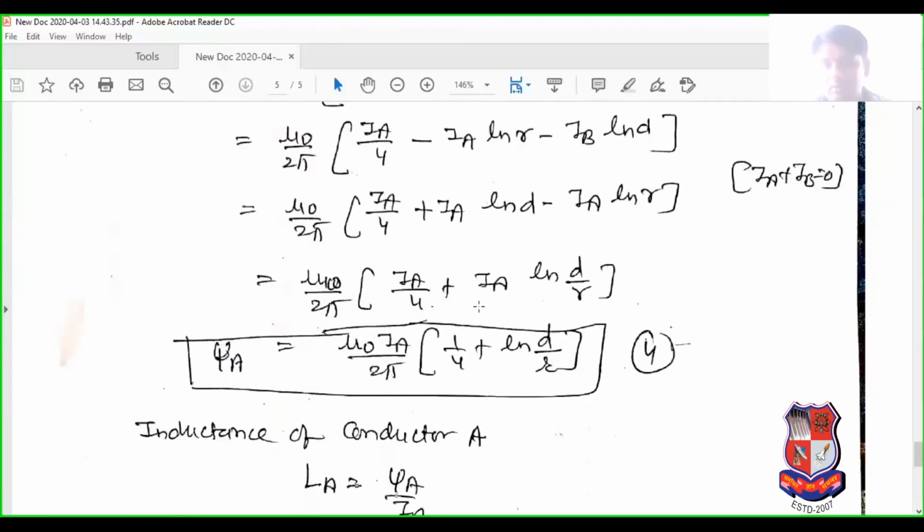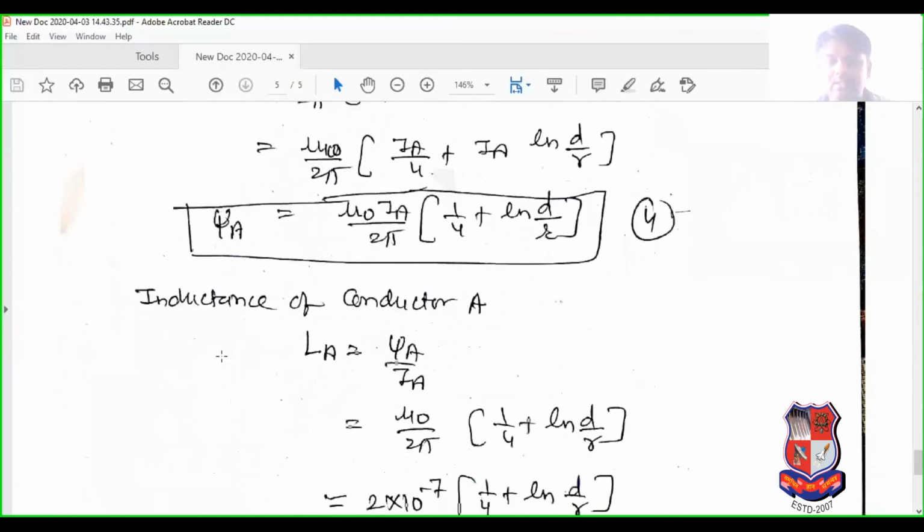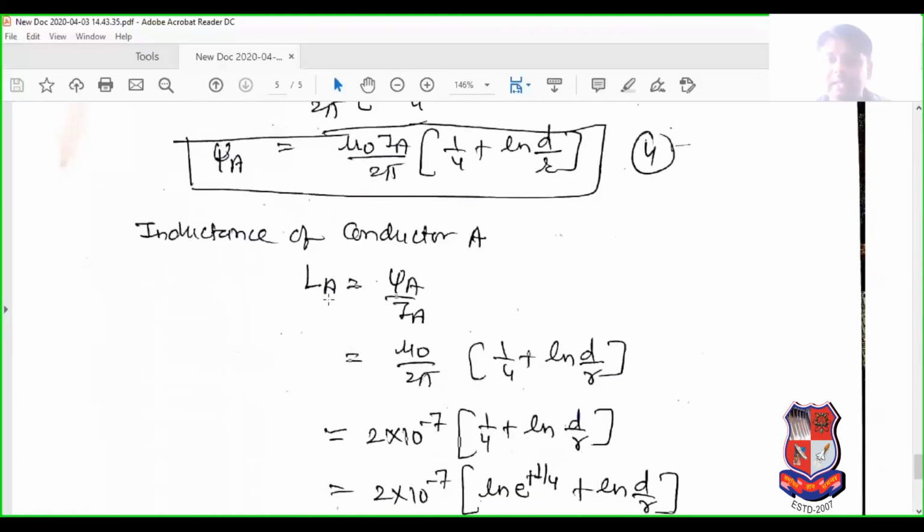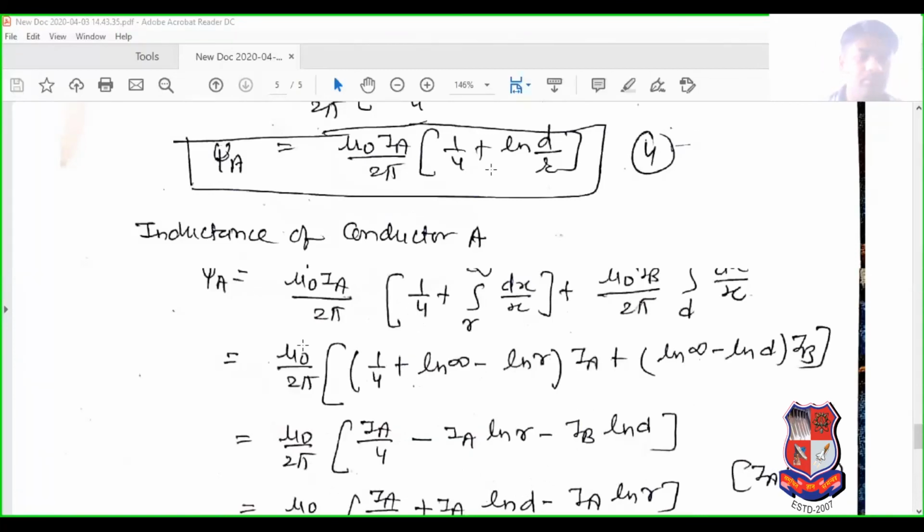IA will be common in both. So 1 by 4 plus ln d by r, that is the value of psi A, the flux linkage. What is the inductance of conductor A? L equal to psi A upon IA. Put the value of psi A from equation 5.